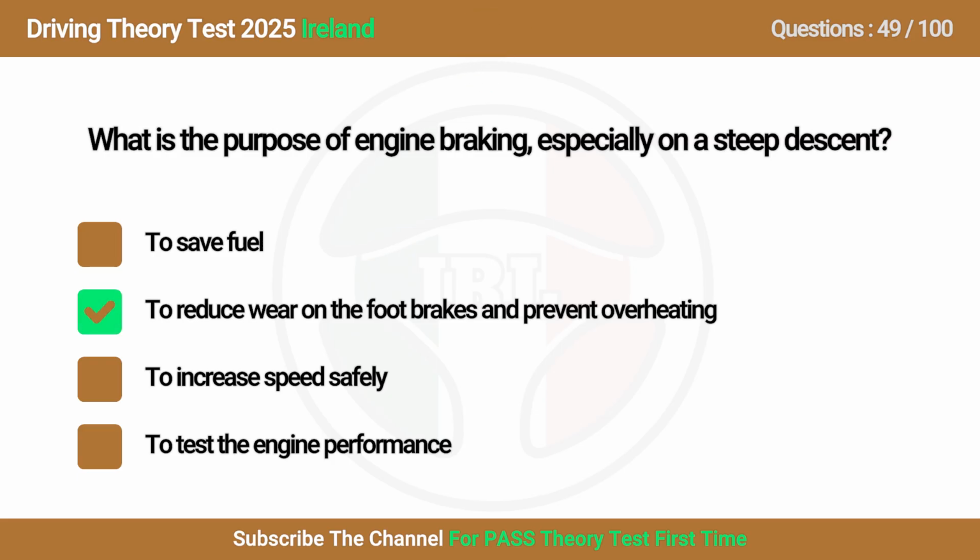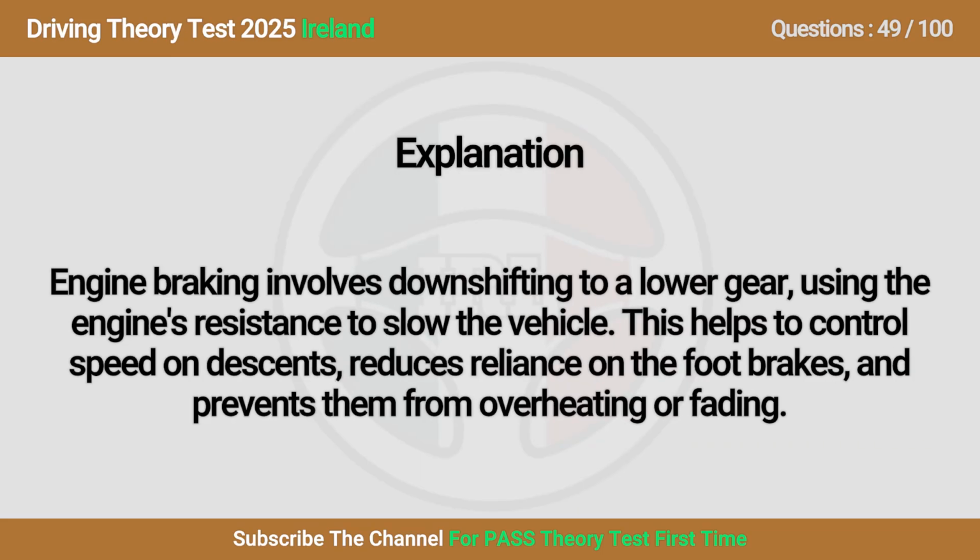Answer is B. To reduce wear on the foot brakes and prevent overheating. Engine braking involves downshifting to a lower gear, using the engine's resistance to slow the vehicle. This helps to control speed on descents, reduces reliance on the foot brakes, and prevents them from overheating or fading.